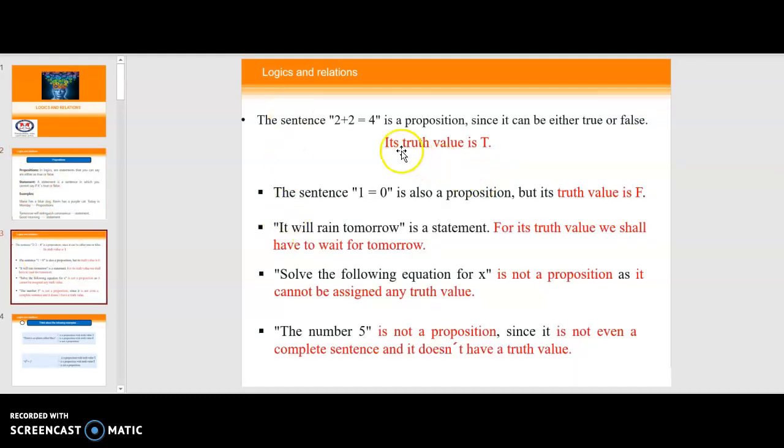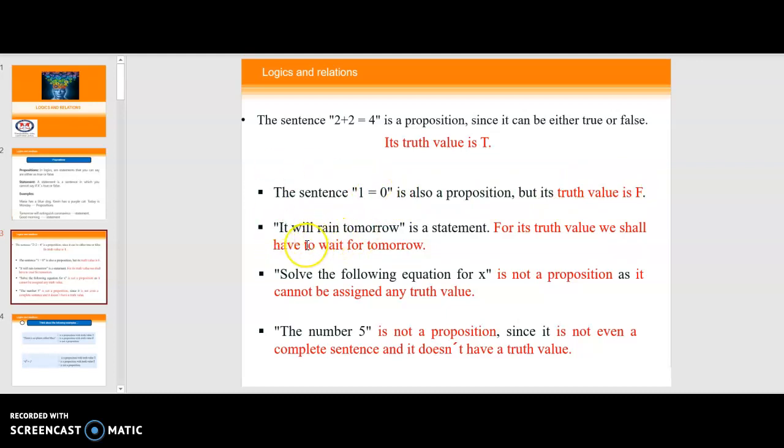Here we have some examples. The sentence 2 plus 2 equals 4 is a proposition because we can say if that's true or false. Everyone knows that 2 plus 2 is 4, so we can say that it's true. The truth value is true, a capital T. The second sentence, 1 equals 0, is also a proposition because we can say if that's true or false. Is that true? No, it's false. 1 is different to 0, and the sentence says that it's equal, but it's false because it's different.